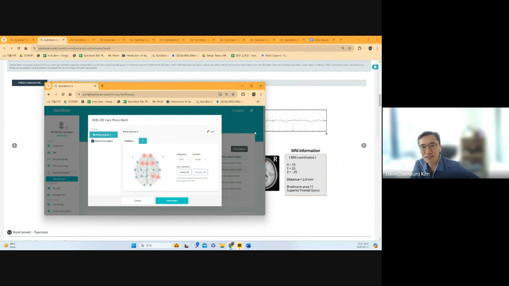Do you have any comment? That's the brief introductory case of depression: how we can understand depression using the iSyncBrain and how we can design the TMS target and frequency, or the PBM target and frequency, for depression.